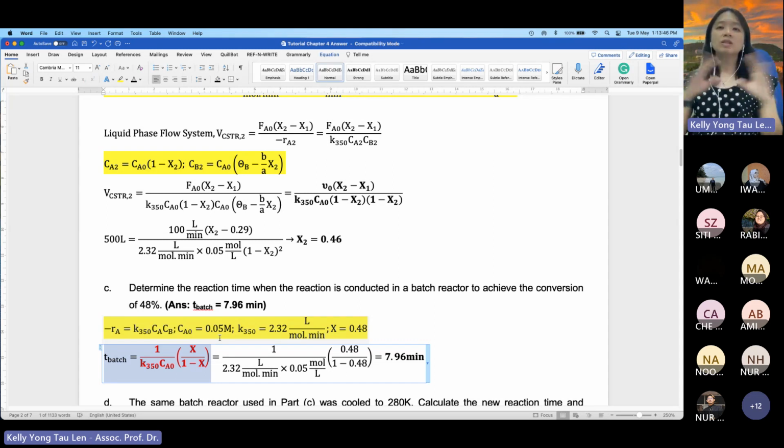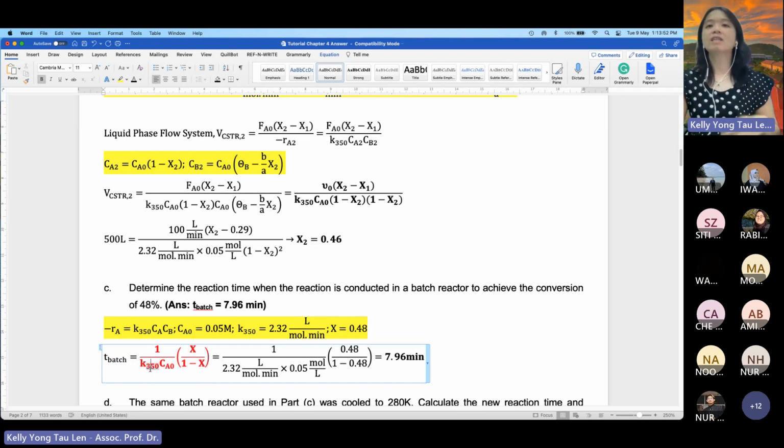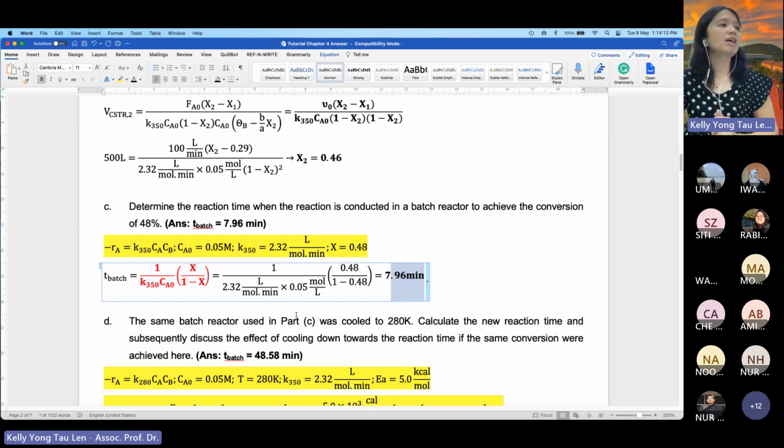Okay, subsequently I just replace everything with numbers because I already know the conversion, the value of K, and the value of CA0. So this one is straightforward. I can find the reaction time. I will get 7.96 minutes. It means for this reaction, to achieve 48% conversion, it takes only 7.96 minutes. So this is quite an easy question for you. Okay, so we go to the next one.